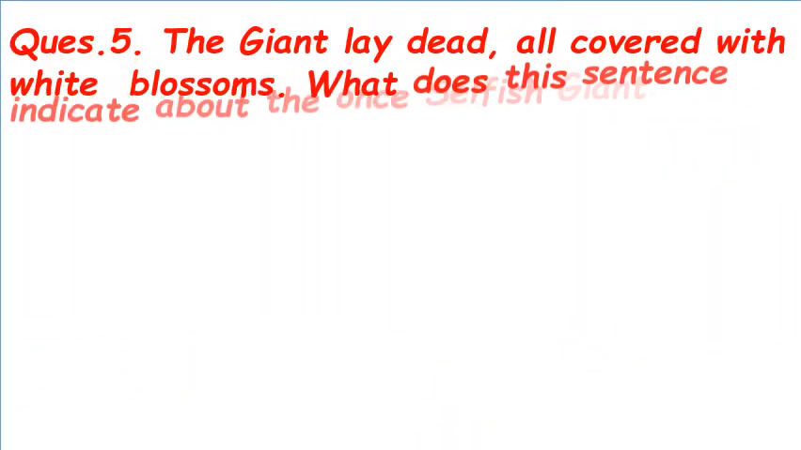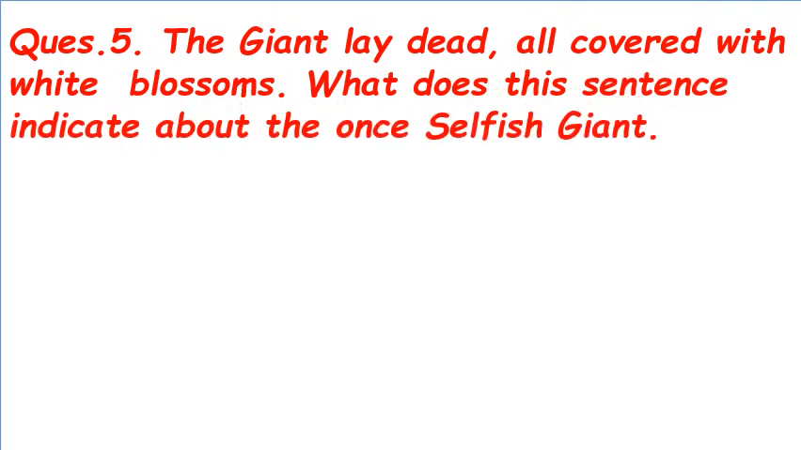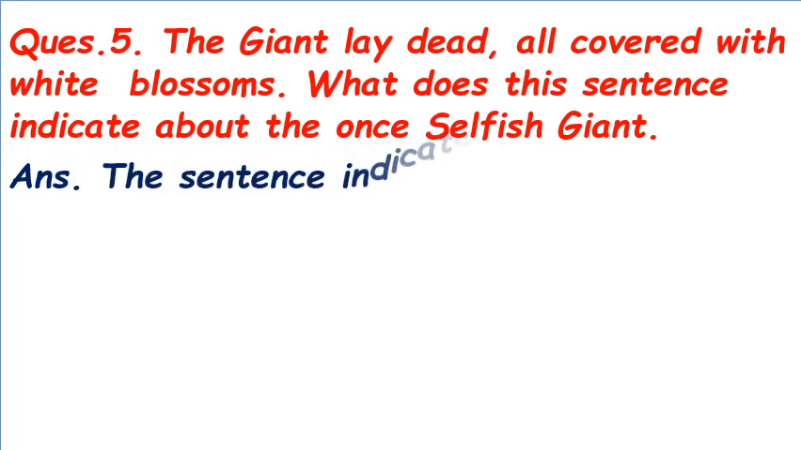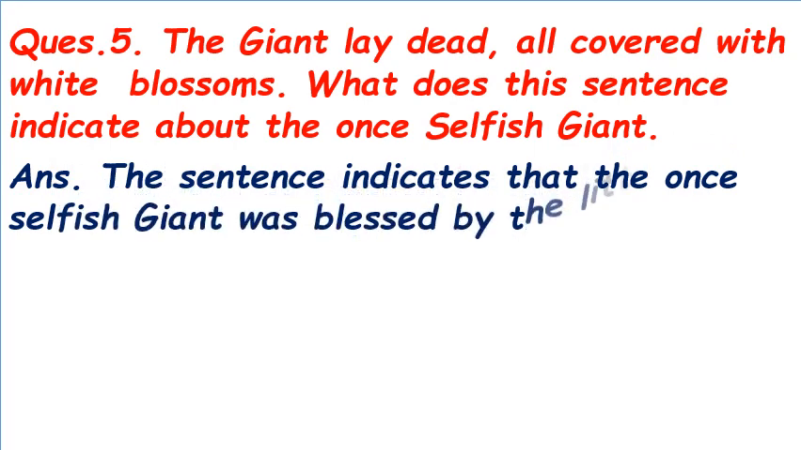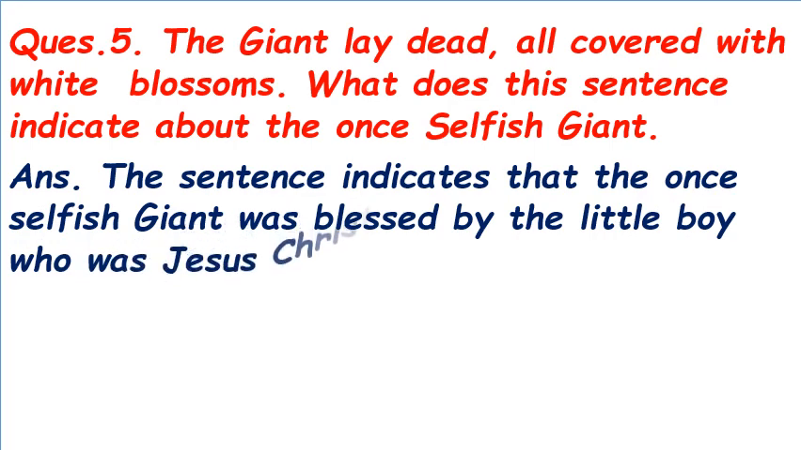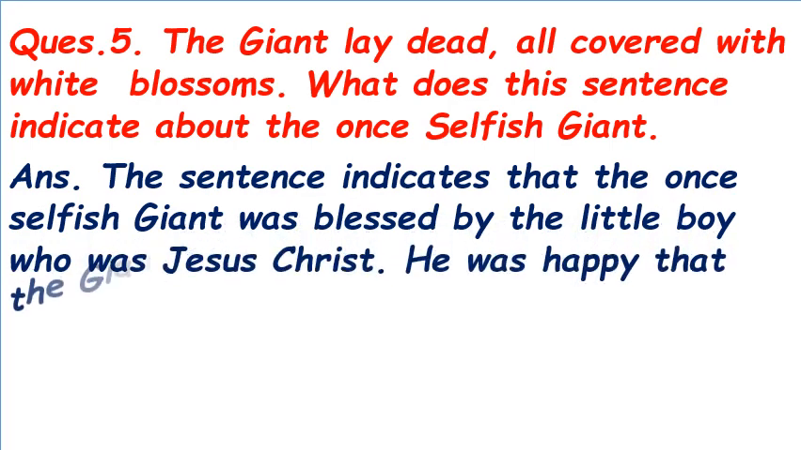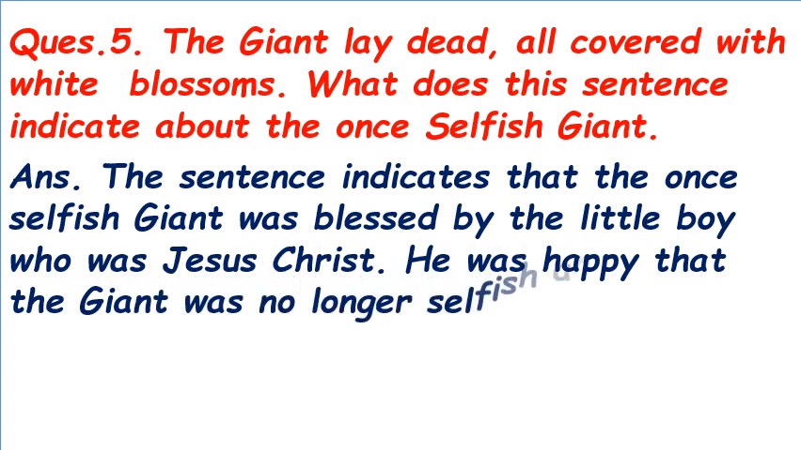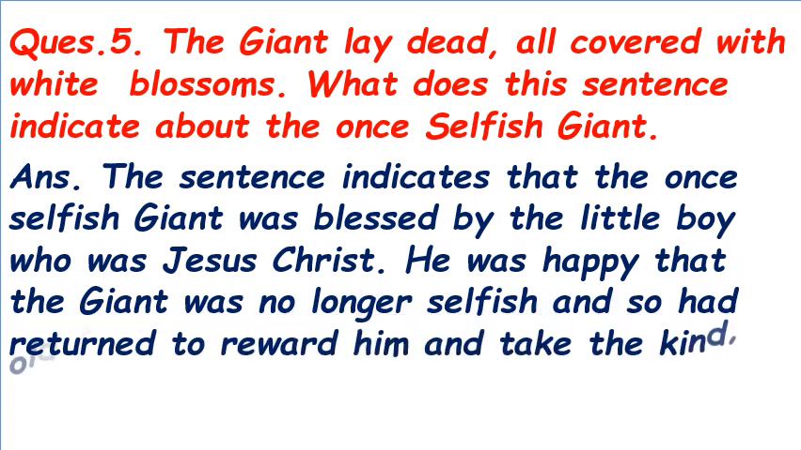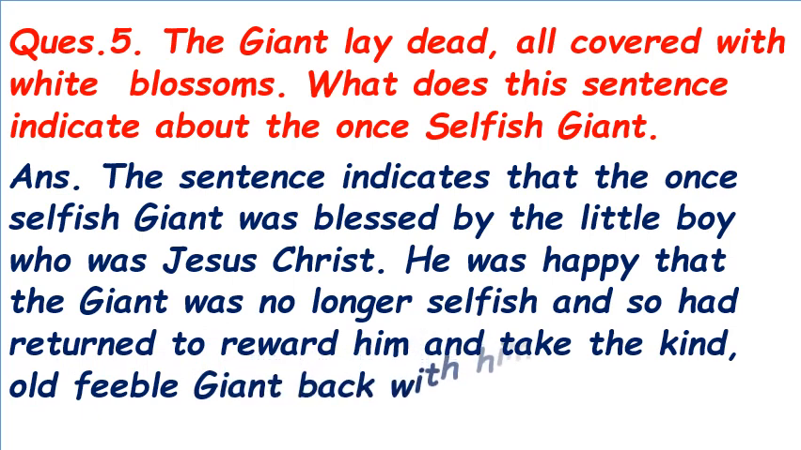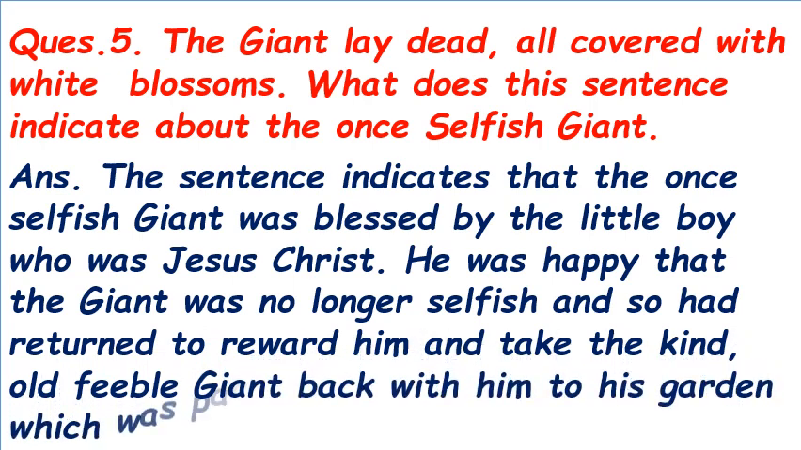Question number 5 is, the giant lay dead all covered with white blossoms. What does the sentence indicate about the once selfish giant? The answer is, the sentence indicates that the once selfish giant was blessed by the little boy who was Jesus Christ. He was happy that the giant was no longer selfish and so had returned to reward him and take the kind old feeble giant back with him to his garden, which was paradise.